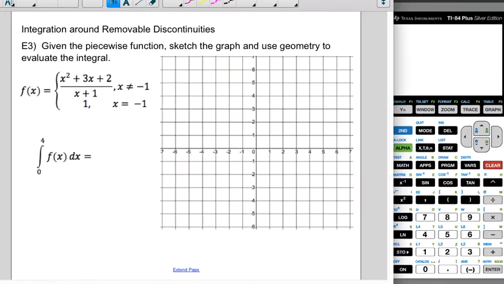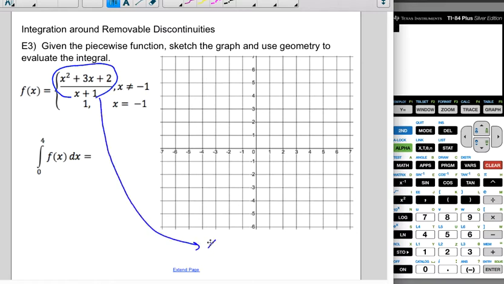All right, a couple more. Let's do some integration around removable discontinuities. It's really helpful if you sketch a graph of what this looks like. And I know you're probably not stoked about that. Like I turn to this page and you're like, oh great, sketching a graph of a piecewise function. But let's look at this for a second and see what's happening.